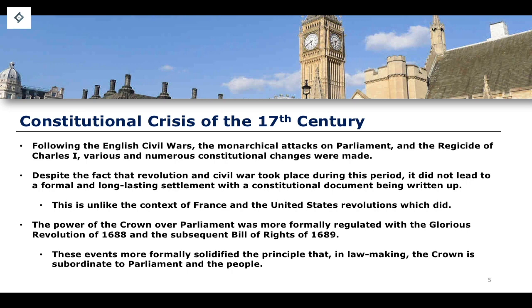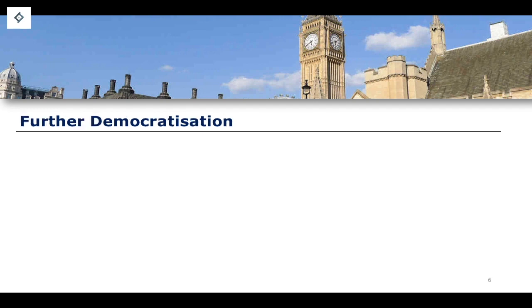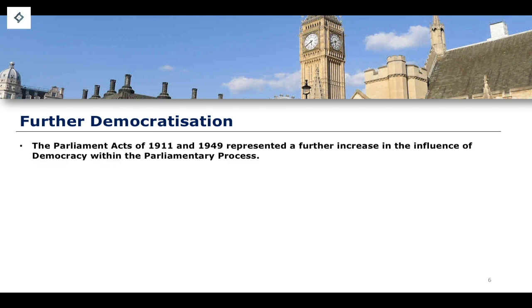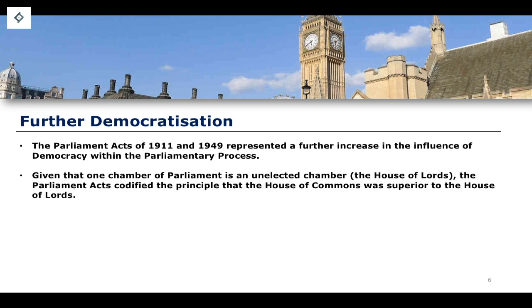So, essentially, these events solidified the principle that when it comes to lawmaking, the Crown is subordinate to Parliament and the people. We're going to take another jump, from the 17th century to the early 20th century, where we see further democratization take place during this period. This is influenced significantly by the Parliament Act of 1911 and the Parliament Act of 1949. These both represented a further increase in the influence of democracy, specifically within the internal workings of the parliamentary process.